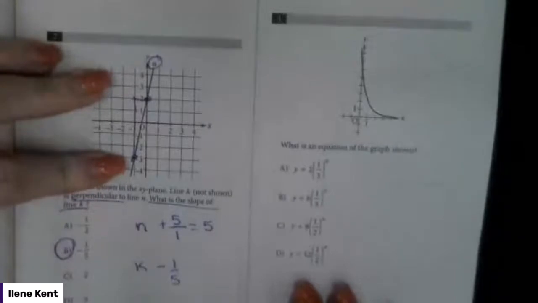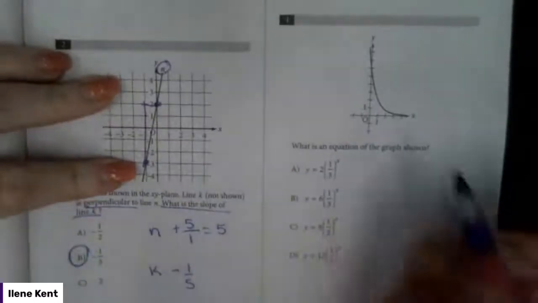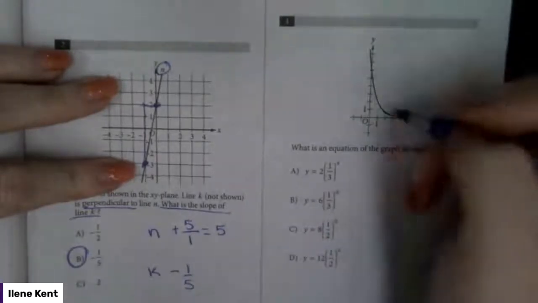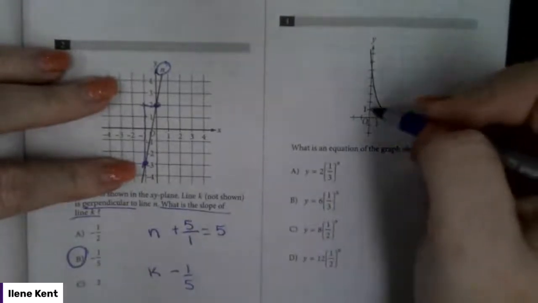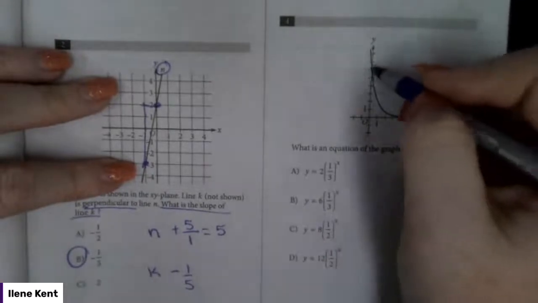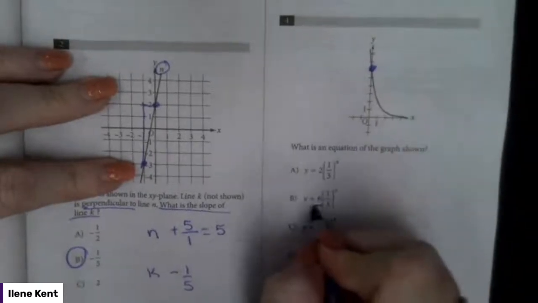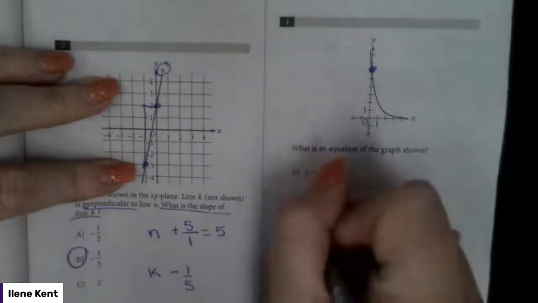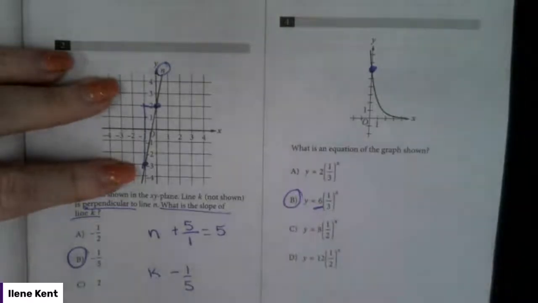For number 4, we have another graph. Which equation is the graph shown? Well, the easiest way to do this is to look for the intercept. So 1, 2, 3, 4, 5, 6. There's only one option that has the 6 in front. So for time purposes, when you're taking the test, that would be your best bet and the fastest way to answer your question. This was a level 2 question. I think it's the first one on this test. It was level 2.